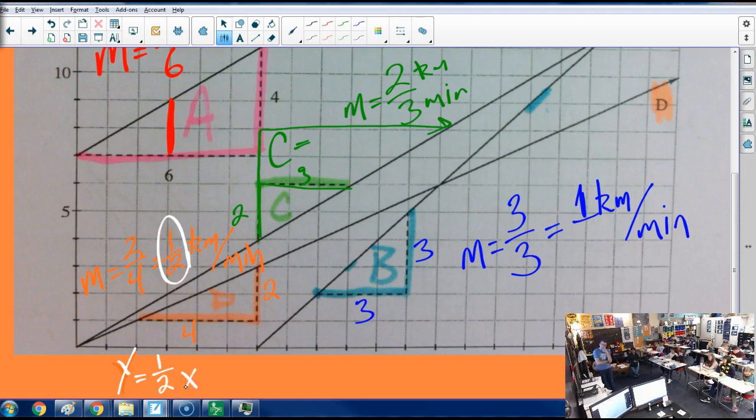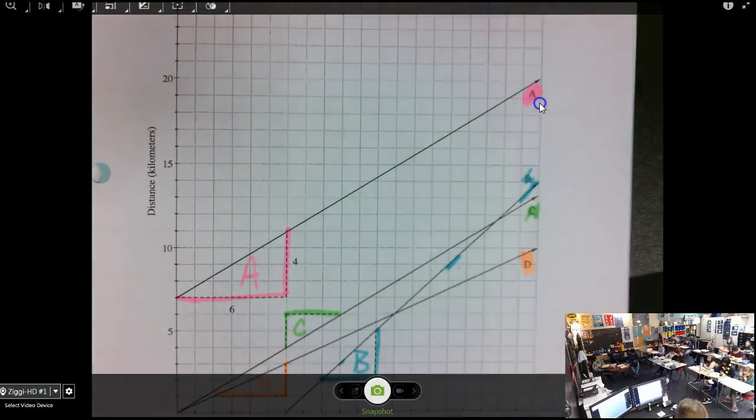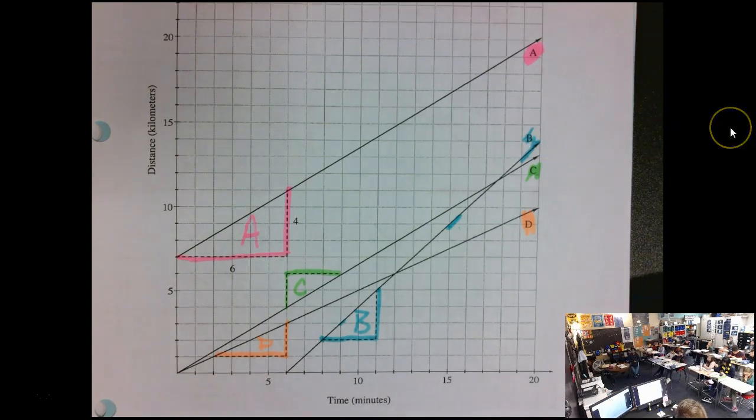So hold on, though. Something seems fishy about this graph. Yeah, and I'll start on zero. Liam, talk more about that. Well, okay, so they're not all starting at zero. Zero minutes and zero kilometers.